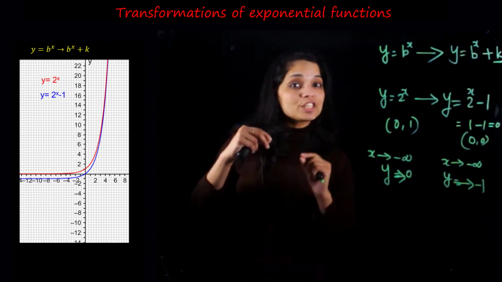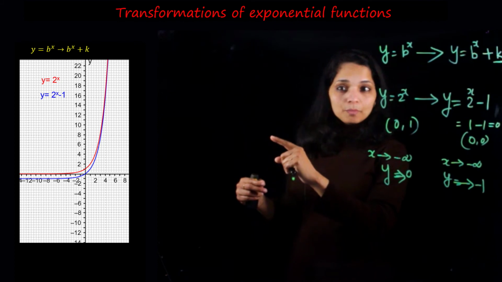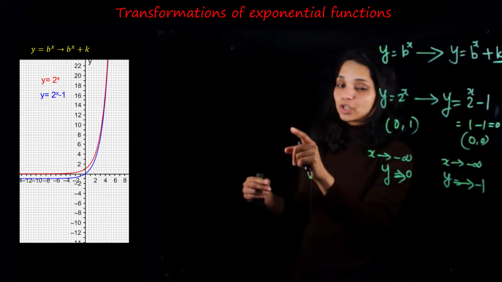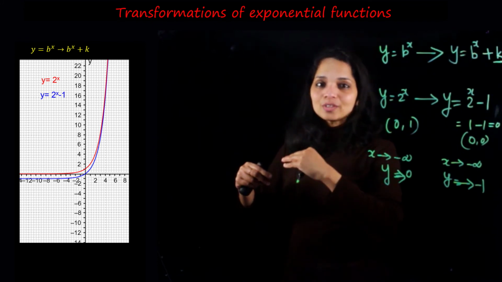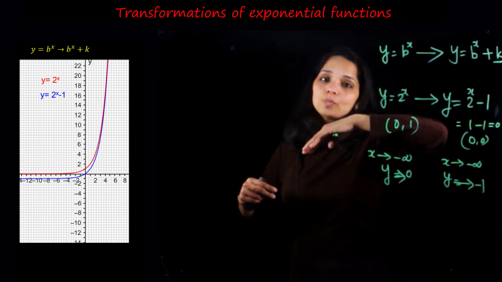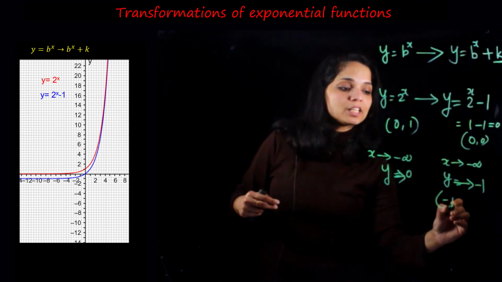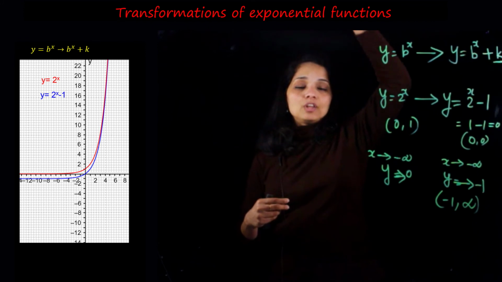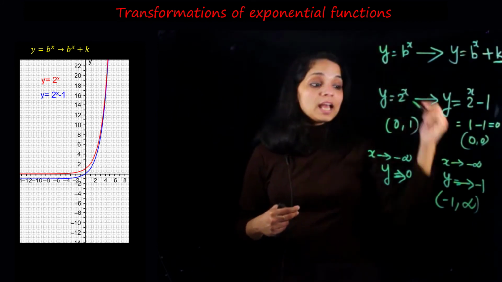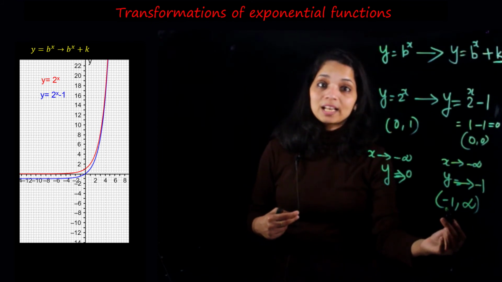The range is also determined by the horizontal asymptote. You can see that for the blue function y equals 2 to the power x minus 1, y can take any values from minus 1 onwards in the positive direction. So the range of that function is minus 1 to infinity, any value from minus 1 upwards. And again, minus 1 is not included because it's the horizontal asymptote.